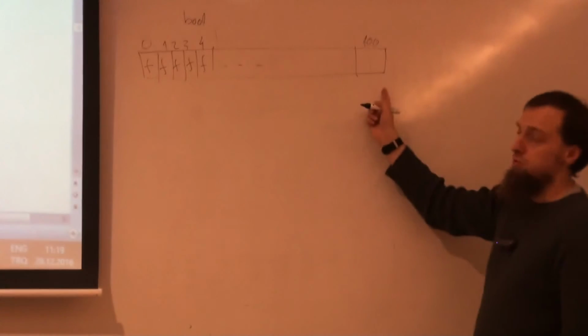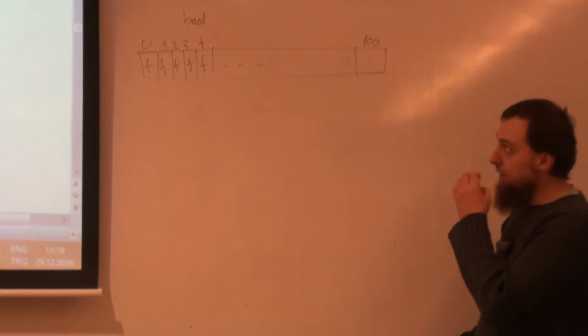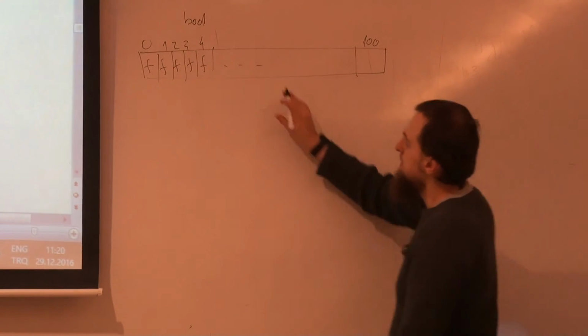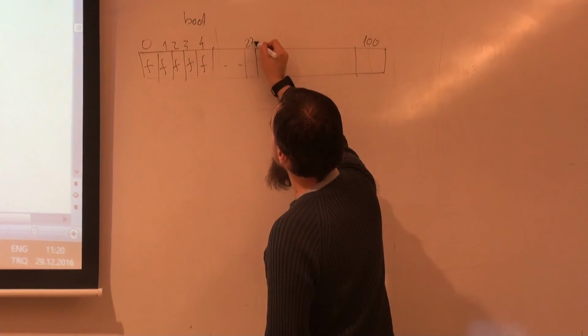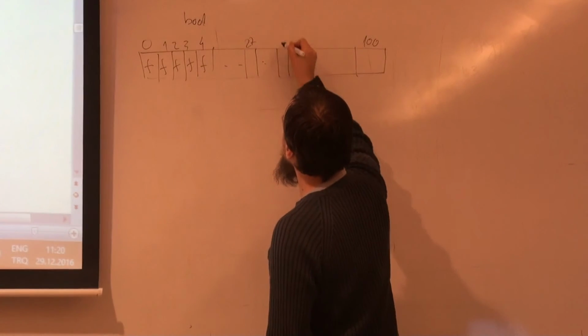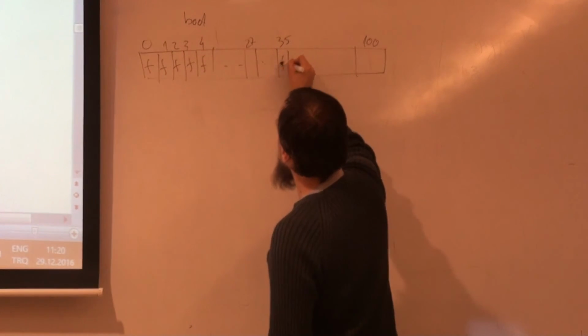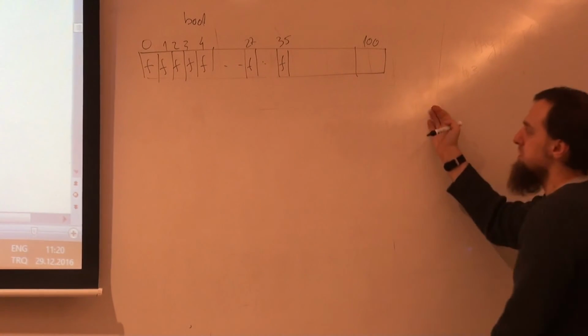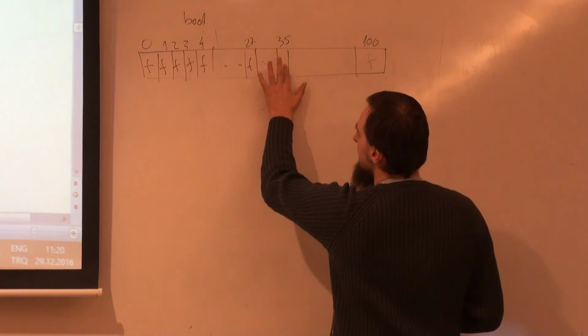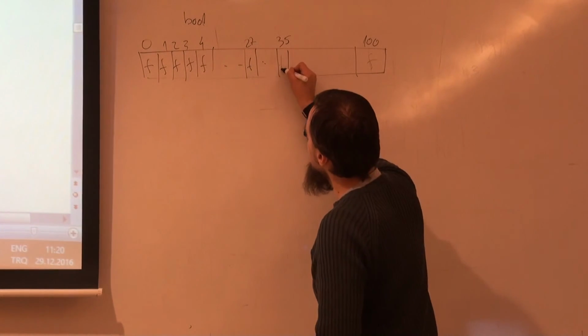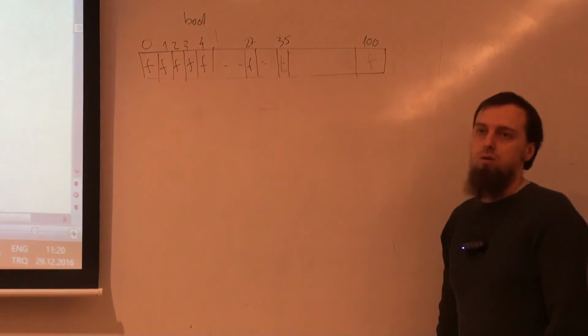I have 101 elements. Let's say I generated, so this is 27. Let's say 35 is here. Those are false. Everything is false, meaning I didn't generate any of them. Let's say I generate 35. When I generate 35, it is going to be true.